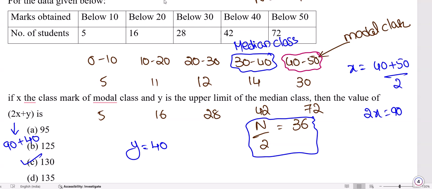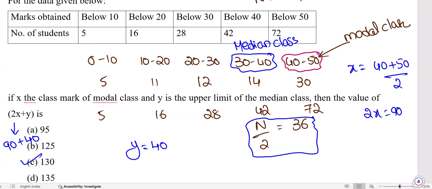Else total 72 people, right? Middle one means what? Why have I taken n by 2? Total number of students is 72 divided by 2. Average means middle one, right? Median means middle one. 72 divided by 2 means 36. 36 is here. Up to 28 students will be here.